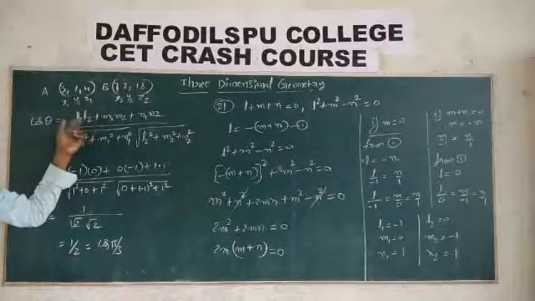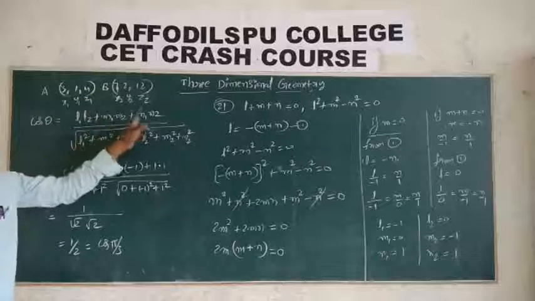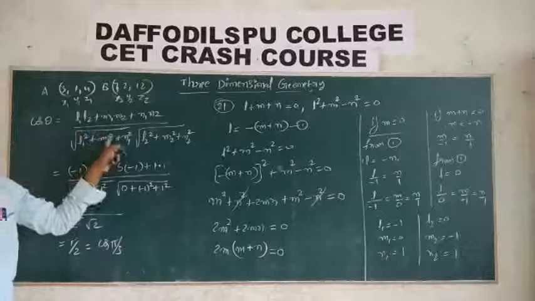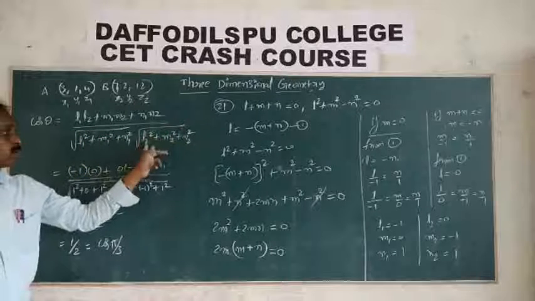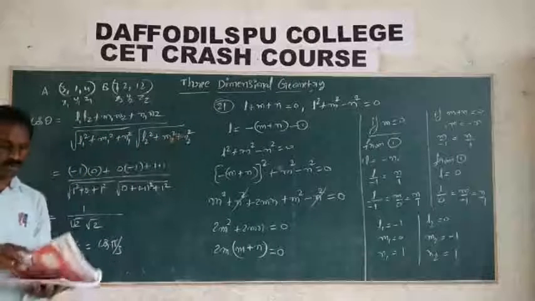So apply the same formula, cos theta equals a1 a2 plus b1 b2 plus c1 c2, divided by square root of a1 square plus b1 square plus c1 square and square root of a2 square plus b2 square plus c2 square. Fine. Use that formula.